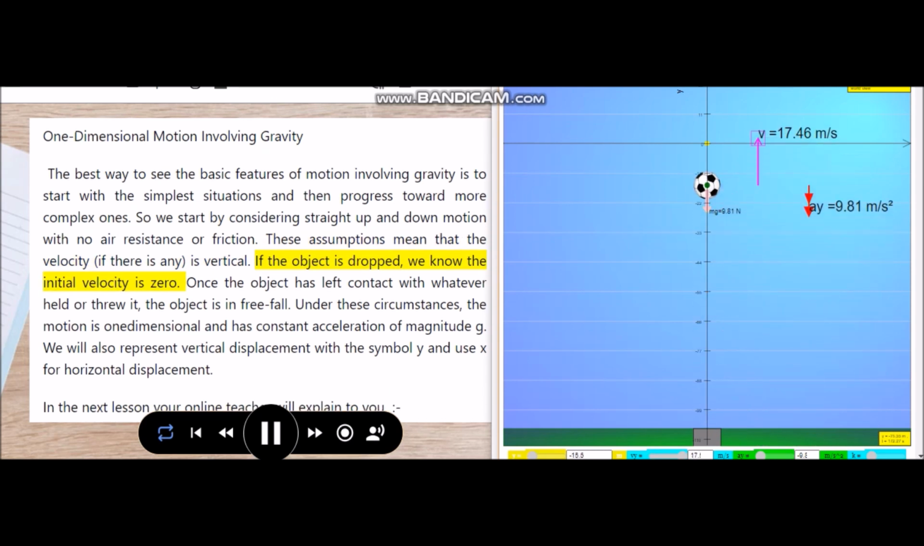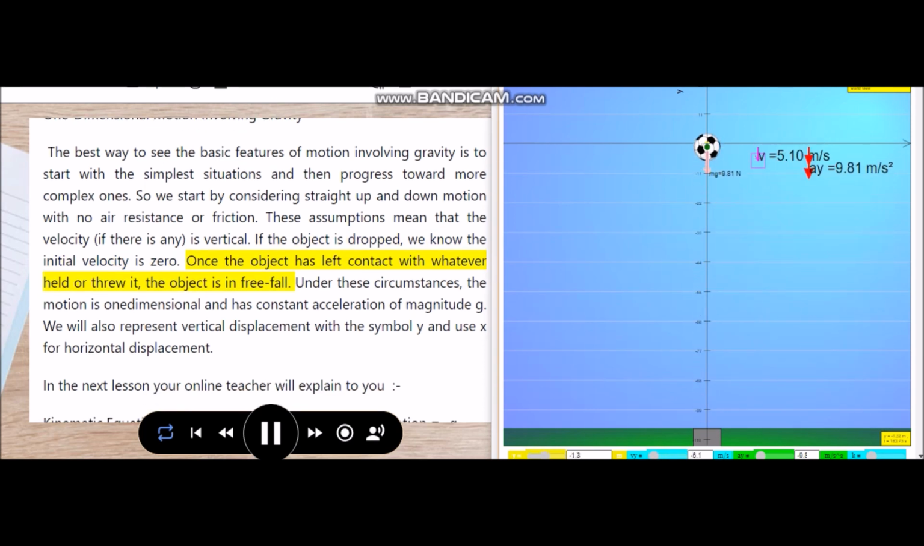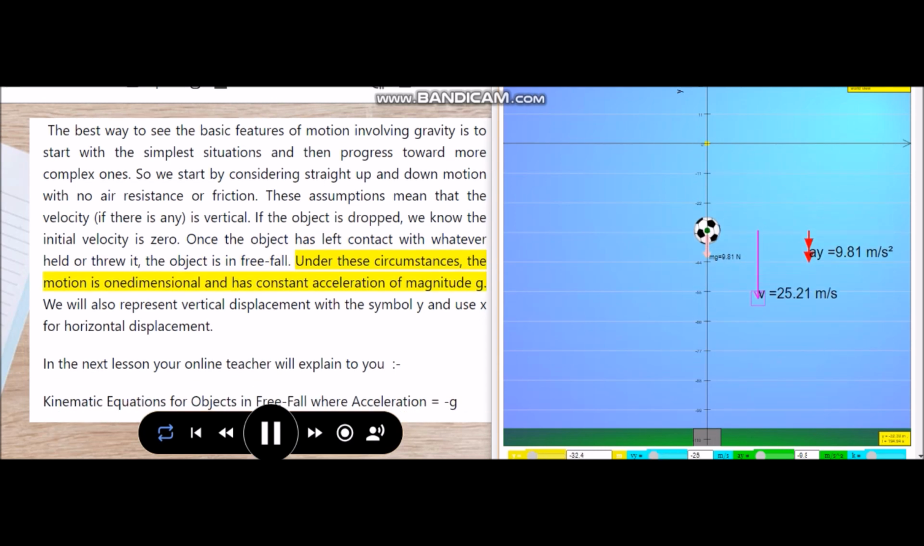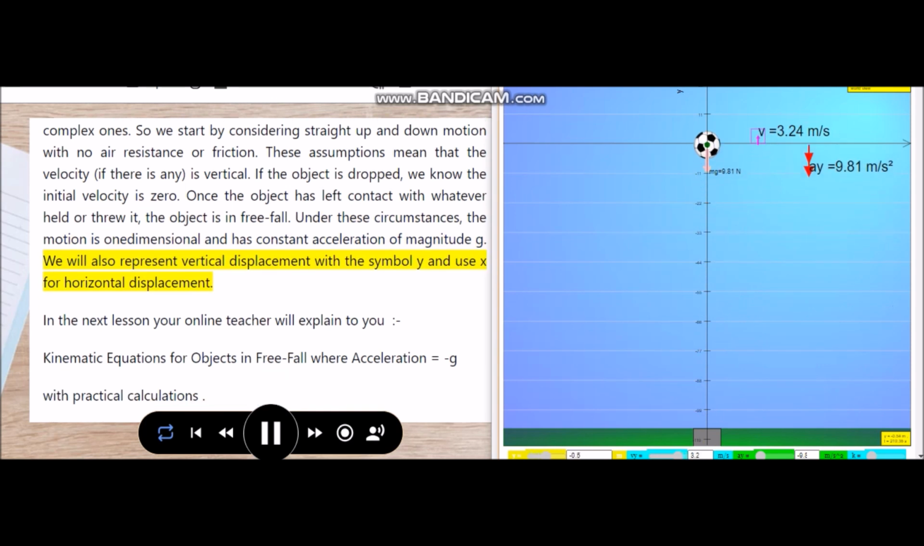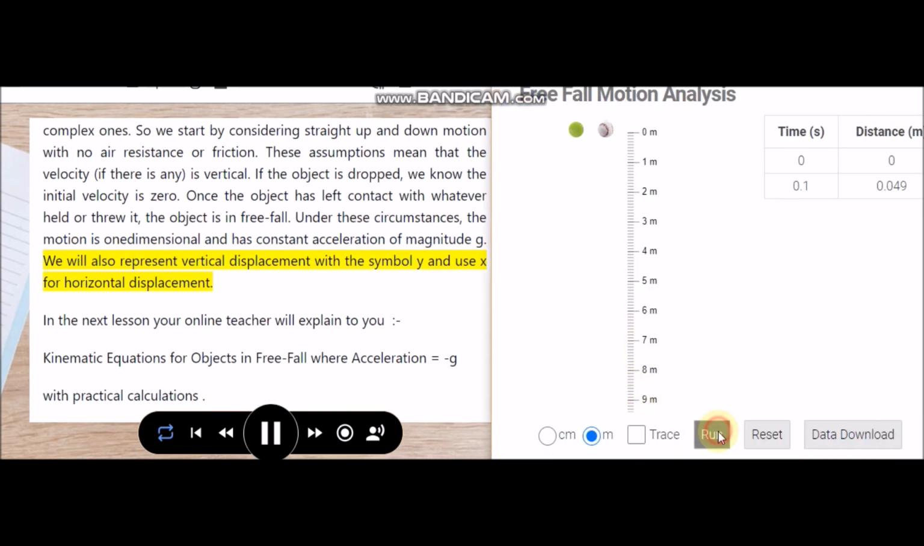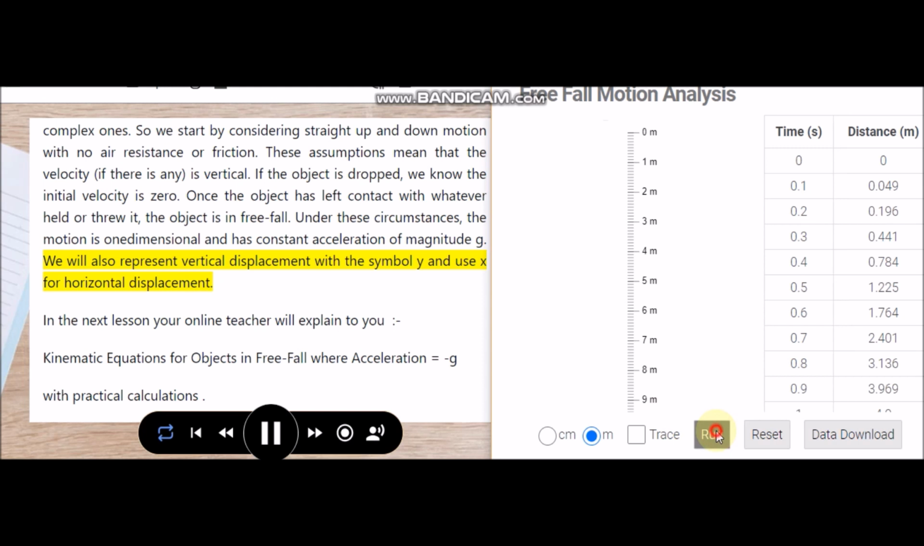If the object is dropped, we know the initial velocity is 0. Once the object has left contact with whatever held or threw it, the object is in free fall. Under these circumstances, the motion is one-dimensional and has constant acceleration of magnitude g. We will also represent vertical displacement with the symbol y and use x for horizontal displacement.